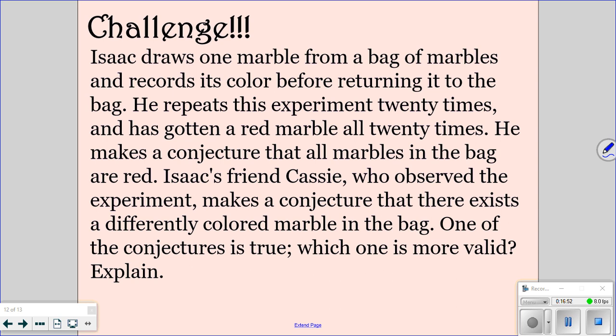Through our inductive reasoning, it supports that Isaac is correct because every time we've only gotten red, so we kind of think that we're only going to get red. But neither one of them can be proven or disproven until we draw another marble or until we just dump out all the marbles and look at them to see if there were any others that were not red. So one of them is true, we don't know which one, but both of the conjectures are valid. So that would be your answer there.